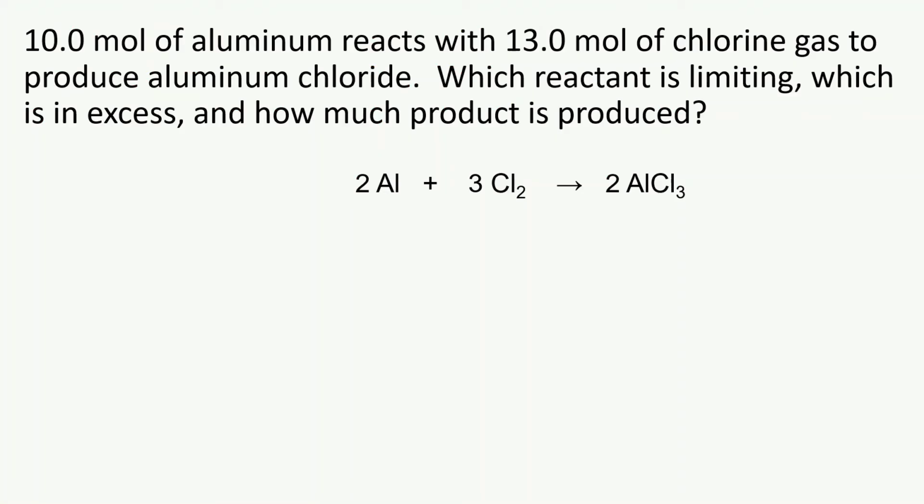Let's try an example. 10 moles of aluminum react with 13 moles of chlorine to make aluminum chloride. Which reactant is limiting, which is in excess, and how much product is actually going to be made?